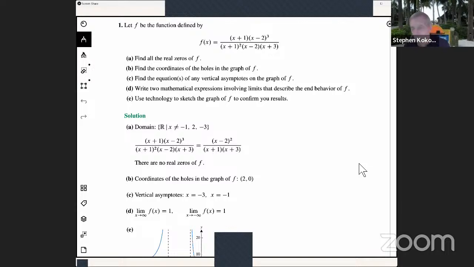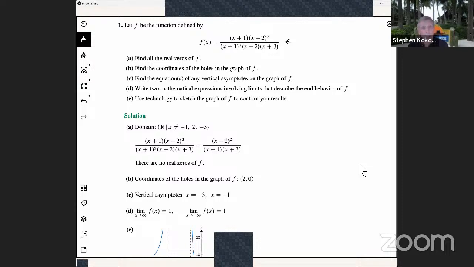We have this function f defined in the following way. And you'll notice here, the way that I defined f, I actually gave it to you in factored form in both the numerator and the denominator. It might not be given to you that way. You might have to do a little bit of factoring on your own first.